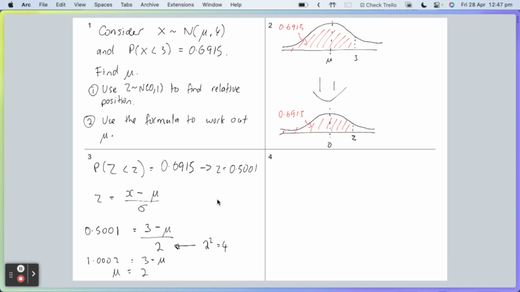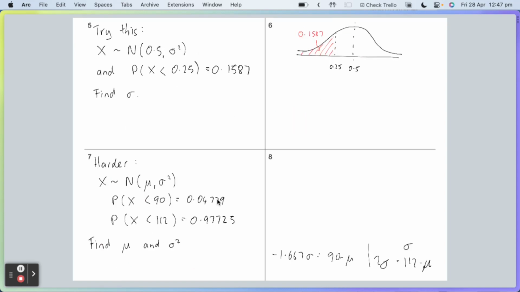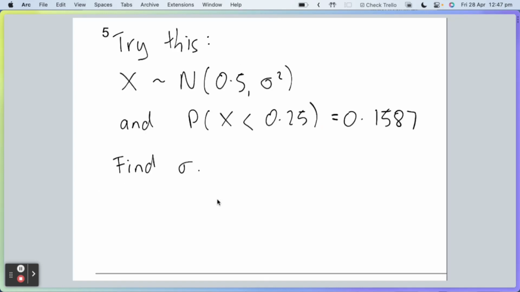And that's the rest of it there. Okay, so step one, you're using this step here, P(Z < z) equals the area, to work out the Z value. Step two, you're using the formula to work out the unknown value. Okay, this is what I'm going to do. I'm going to pause the video and give you a chance to try this particular problem.